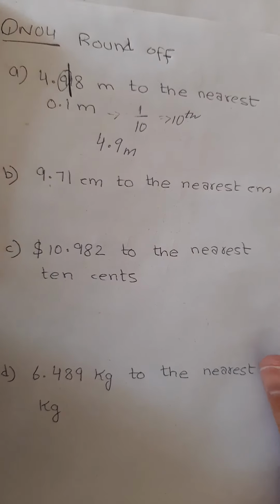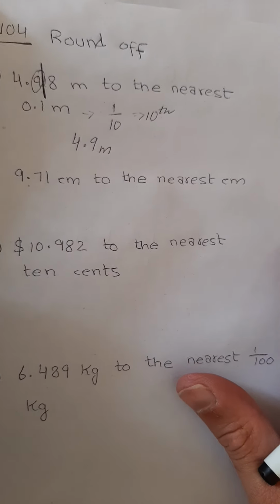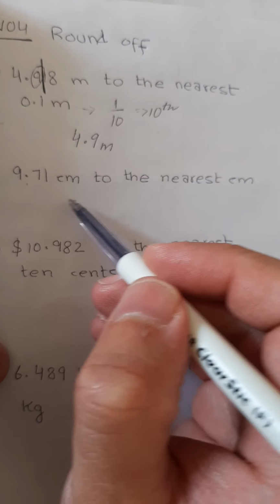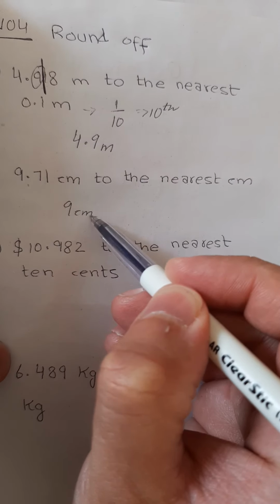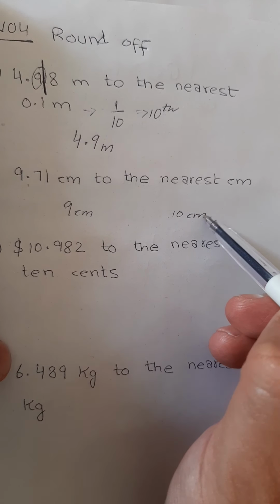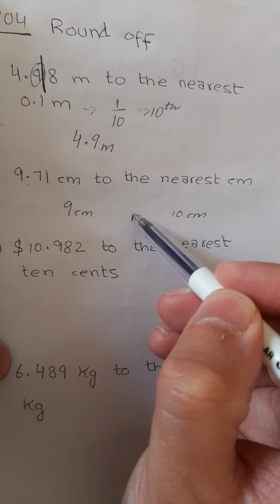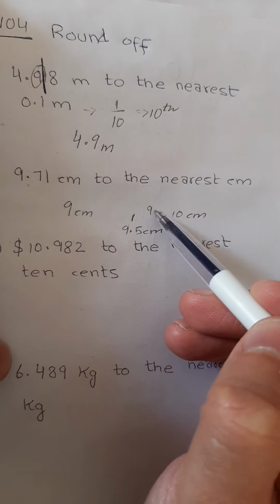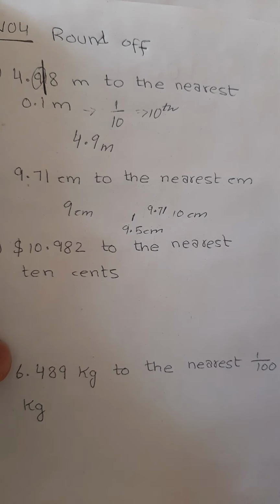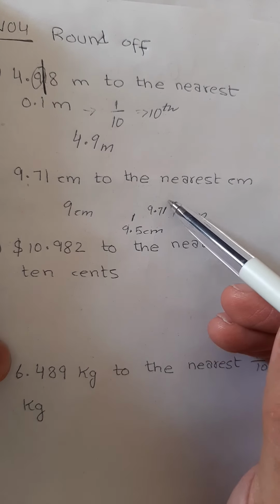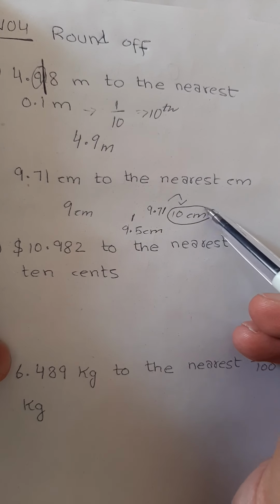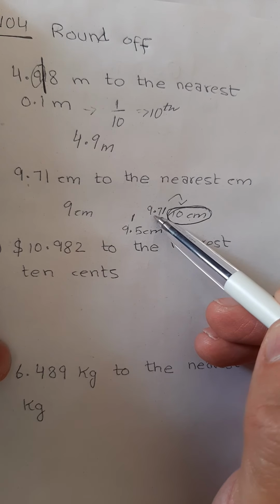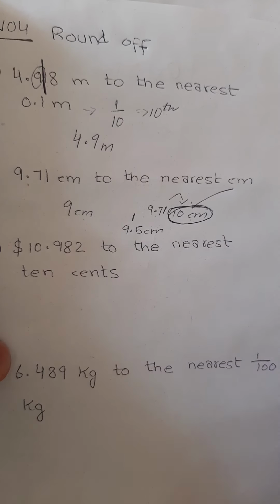Part B says round off 9.71 centimeter to the nearest centimeter. Actually 9.71 centimeter is between 9 centimeter and 10 centimeter, and here in the middle you have got 9.5. Now 9.7 is somewhere over here in this part, so it should be rounded off to 10 centimeters. So your answer is 10 centimeter, because this is nearer to 9.71 as compared to this.